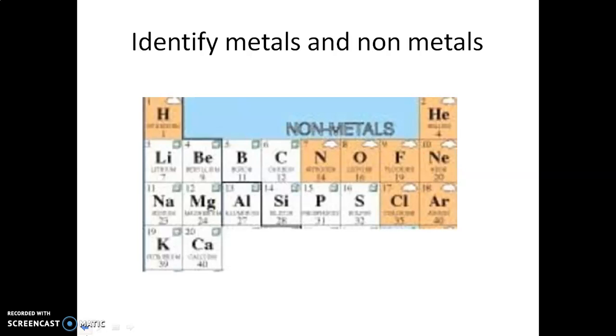Okay, now each of the elements has a different atomic number with a different number of electrons. This is from 1 to 20 that I read out to you. So if I say sodium, sodium has an atomic number of 11. Magnesium has 12. If you come to nitrogen, nitrogen has 7.